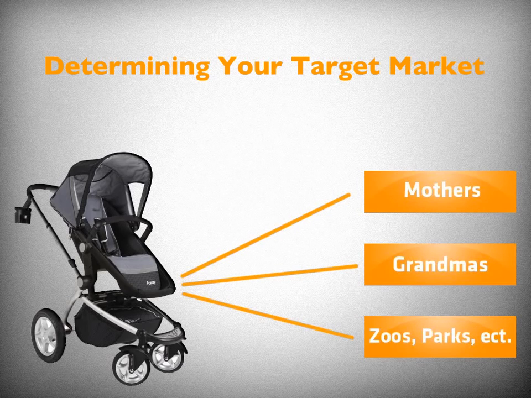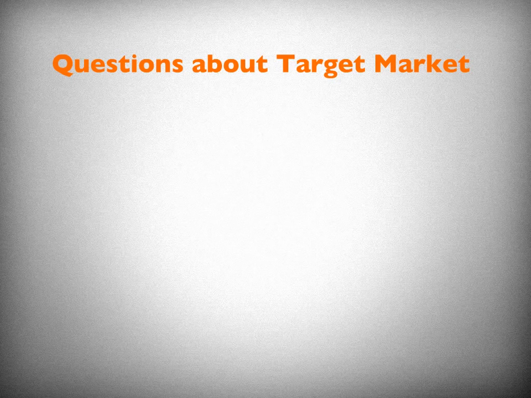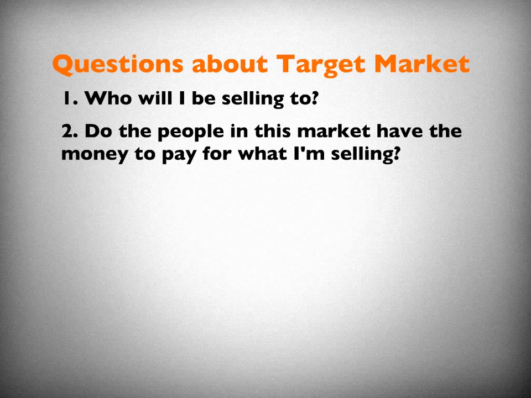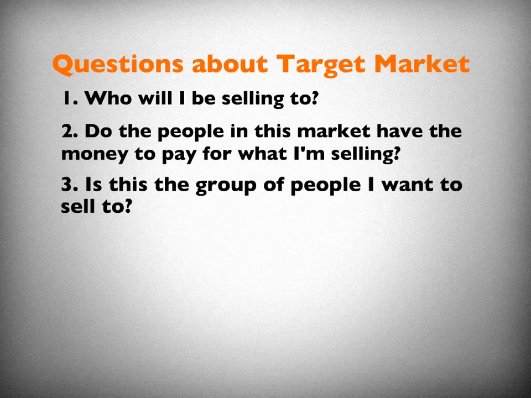Now that's a basic overview, but let's ask some questions to determine how we can find who our target market is. First, who will I be selling to? Second, do the people in this market have the money to pay for what I'm selling? An example I used previously is if my target market is a bunch of teenagers, that might be great, and there might be a really high demand for my product, but do they have the money to spend to buy the product? Are they going to be able to use mom and dad's money to get this product? If not, then this isn't a great market to be in. Is this the group of people I want to be selling to? Is this the target market I want to be selling to?